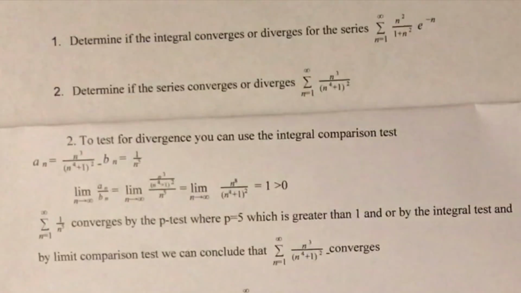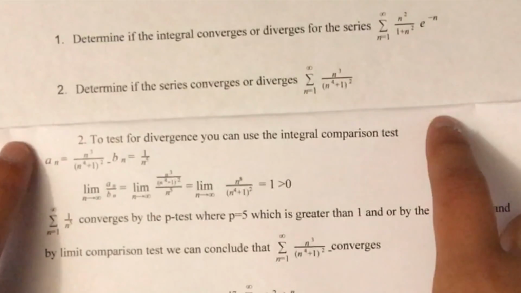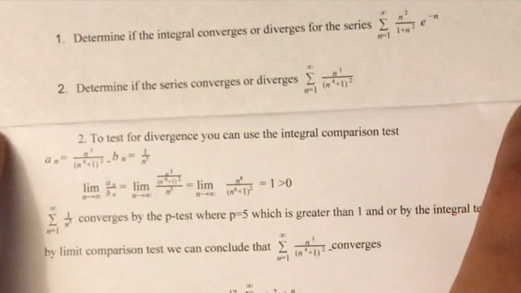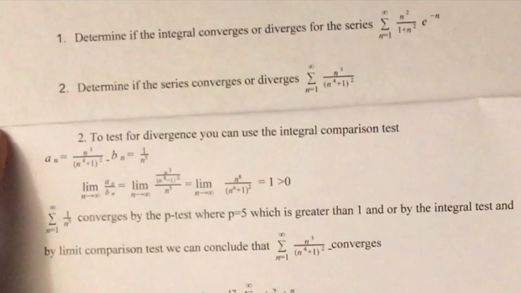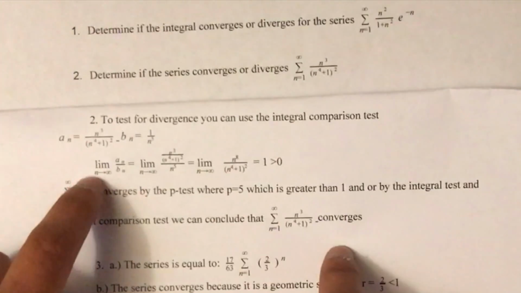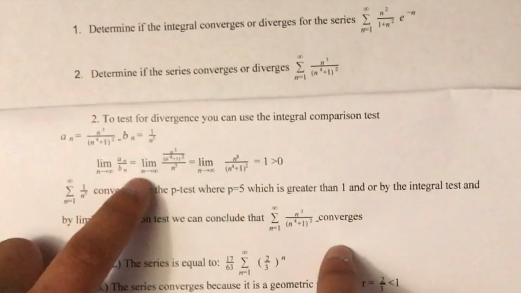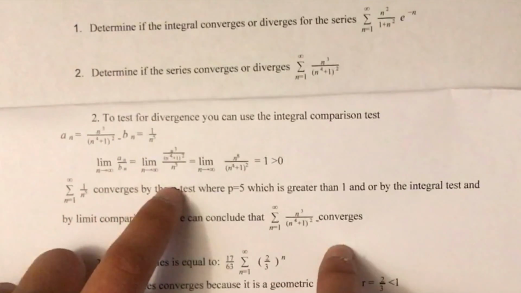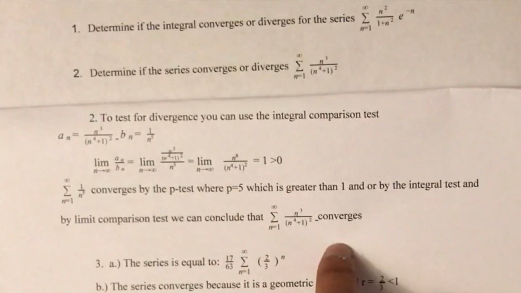Number 2 asks you to determine if the series converges or diverges. And the series is n to the third over n to the fourth plus 1 squared. To test for convergence, you can use the limit comparison test. So you have a sub n is equal to n cubed over n to the fourth plus 1 squared, and b sub n is equal to 1 over n to the fifth. So you want to find the limit as n goes to infinity of a sub n over b sub n. And so you plug in your values for a sub n and b sub n, and the limit as n goes to infinity is 1, which is greater than 0.